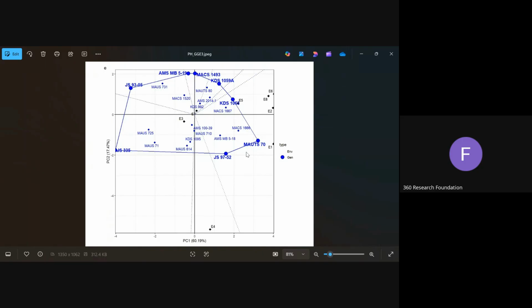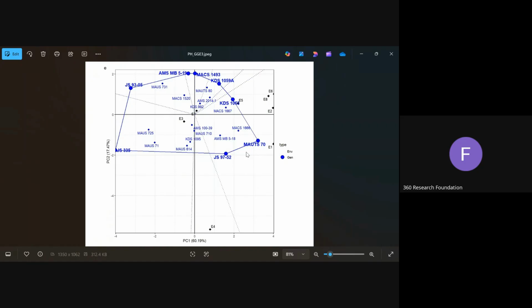Simultaneously, if you will see KDS 1063, E5. E5 environment, right. Then MACS 1667 is also in E5, then better. The one below, KDS 1068.